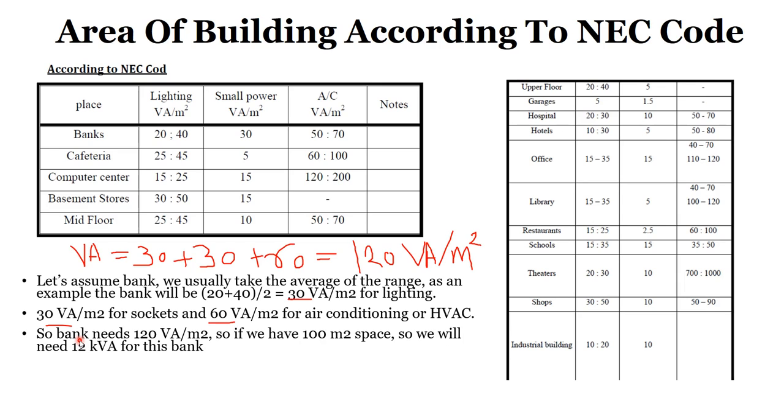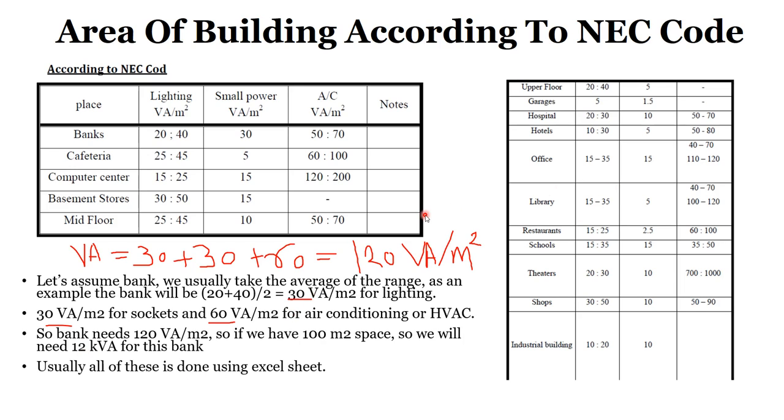Okay, now what if we have several floors? Not just one floor but several floors. Then in this case we will take the 12 kilovolt ampere and multiply it by the number of floors in the building. So if it is 5 floors, then we multiply this number by 5. Okay, and of course all of this is done using an Excel sheet.